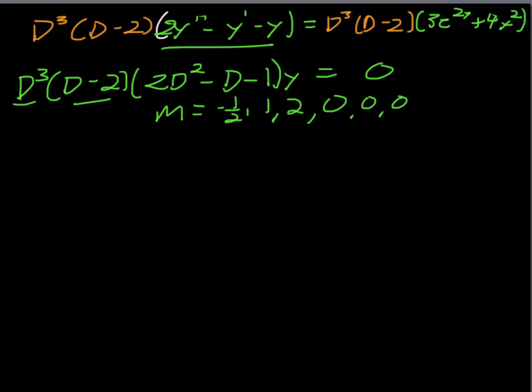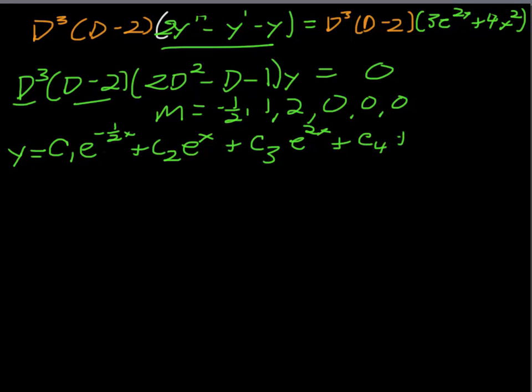Okay, so then if you were to write this all out, this would be y equals c1e to the negative 1 half x plus c2e to the x plus c3e to the 2x plus c4 plus c5x plus c6x squared, because these, of course, are the repeating zeros.